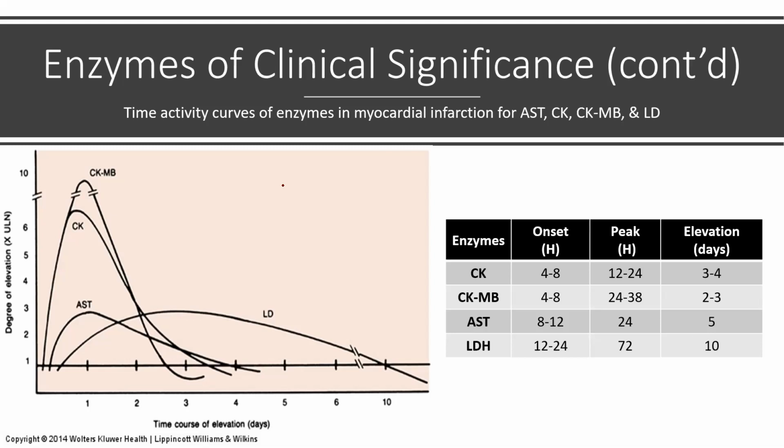AST and LDH are also increased in cases of heart problems, in cases of acute myocardial infarction or myocardial infarction. But interestingly, it is important to note that CK-MB is the first enzyme that will increase in cases of acute myocardial infarction because the onset of it is 4 to 8 hours. Di ba mas una siya? At mas una naman si AST kaysa kay LDH.